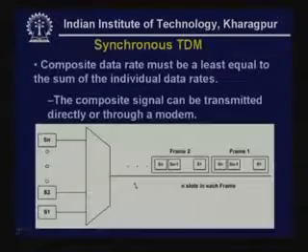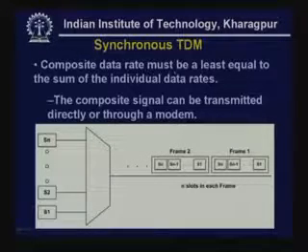Another requirement is that the composite data rate must be at least equal to the sum of the individual data rates. That means the data rate of the composite signal being formed here should be more than the sum of the individual data rates.